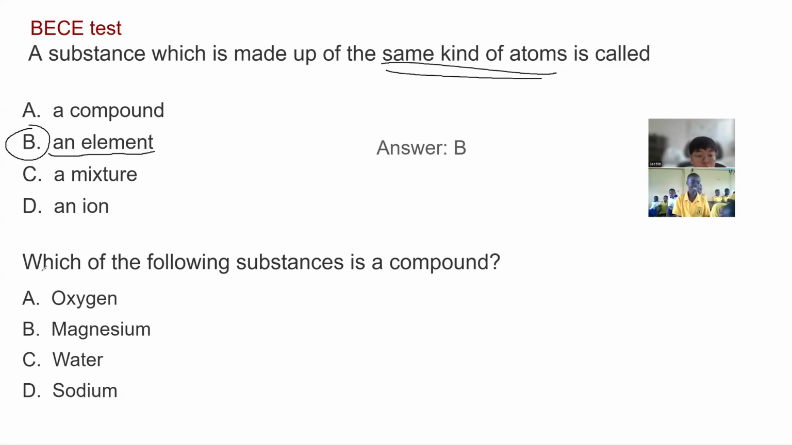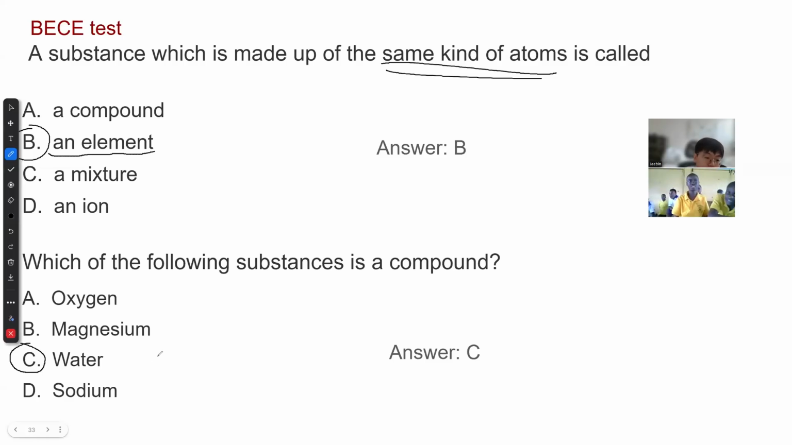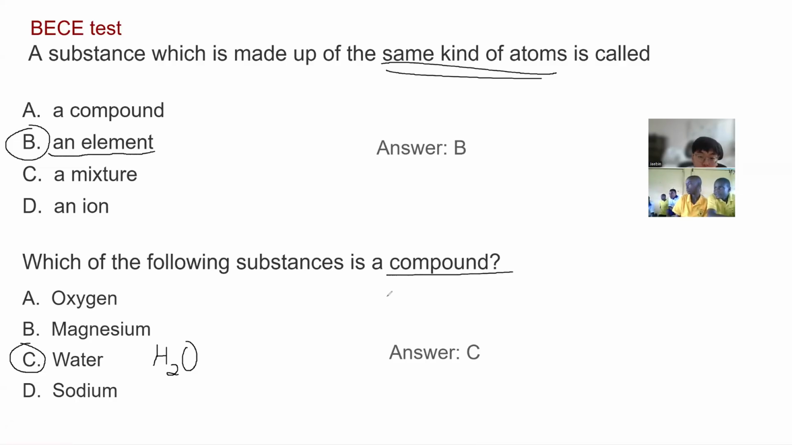Number two. So which of the following substances is a compound? C. Yes, that is correct. The answer is C. Yeah. Water is H2O. It's not from the same substance, right? Compound is two or more elements. Two or more.